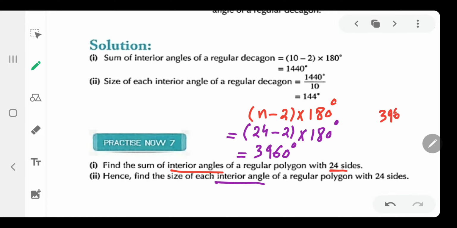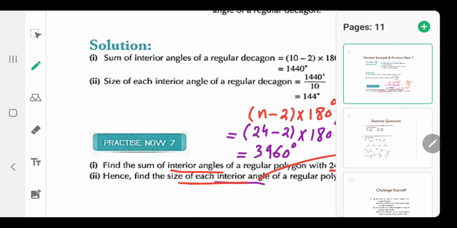3960, this is the total angle, right? I write it right here, now divided by 24. So I divide 3960 by 24, which gives us 165. The size of each interior angle is 165, right?